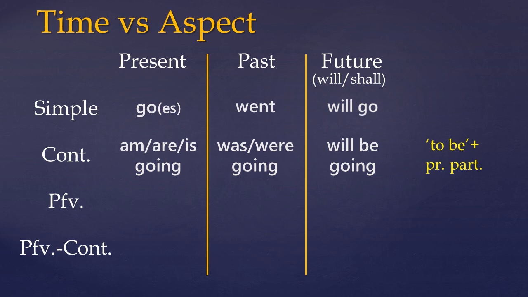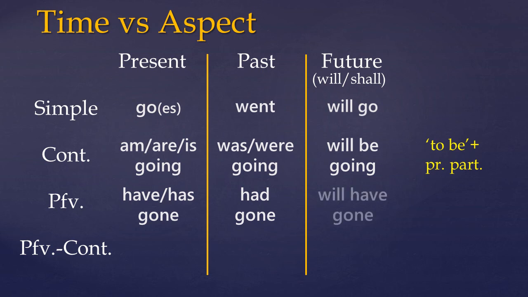Now in the perfective, I have gone, you have gone, he has gone, and in the past, I had gone, you had gone, he had gone, and in the future, I will have gone, you will have gone, he will have gone. Now a form of the verb to have accompanies the past participle, and again it's the auxiliary which indicates the time period.